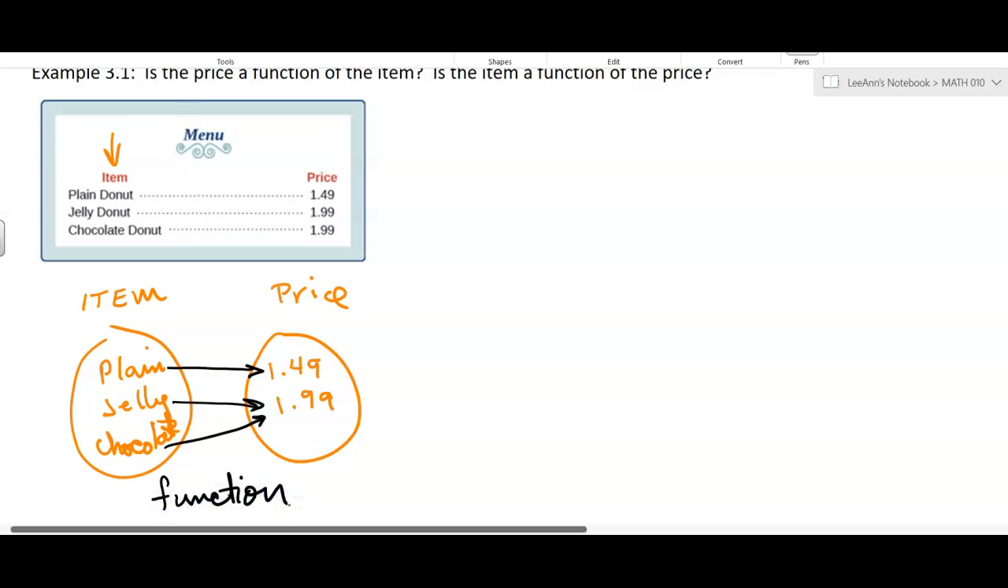Okay. I was going to say something about the donuts. I don't remember. Okay, so the price is a function of the item. It wouldn't make sense otherwise. You can't have a plain donut costing 2 different things, right? Like all the plain donuts have to be $1.49. You can't have some of them be $1.49 and some of them be $2.09 or something like that. Otherwise your menu would be all messed up.